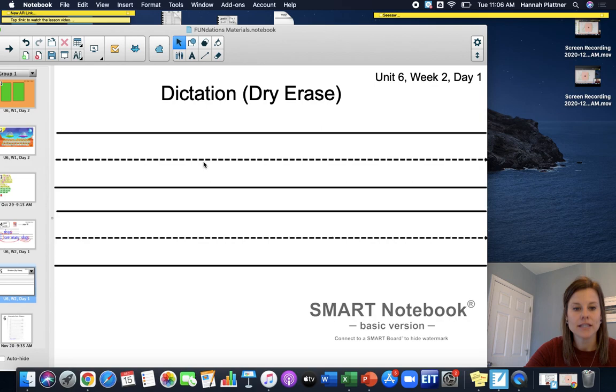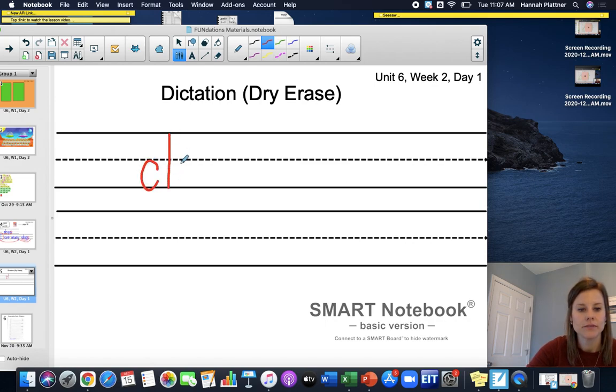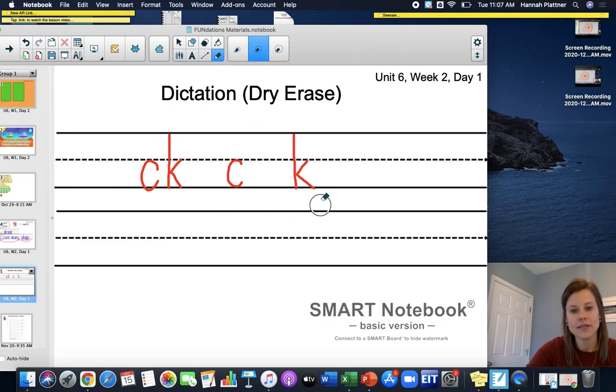Our last sound is k. K. What letters do you think of when you make the k sound? I know there are 3 different ways to make this sound. CK, C, and K. Very good. If your board matches mine, go ahead and erase. All right.